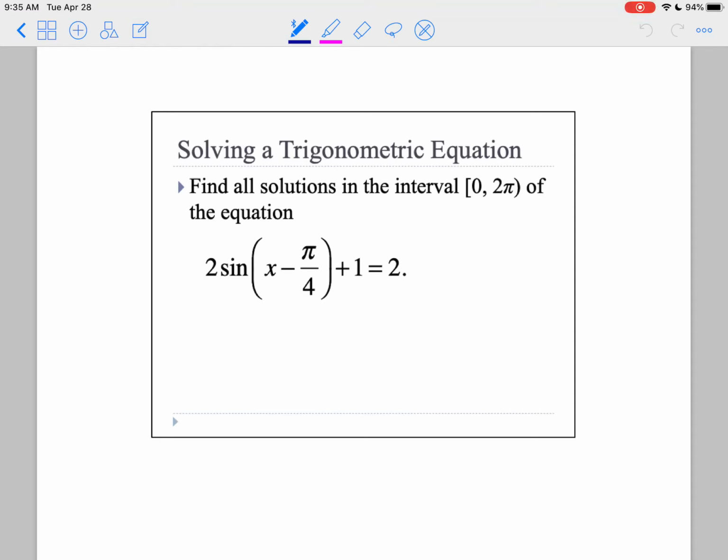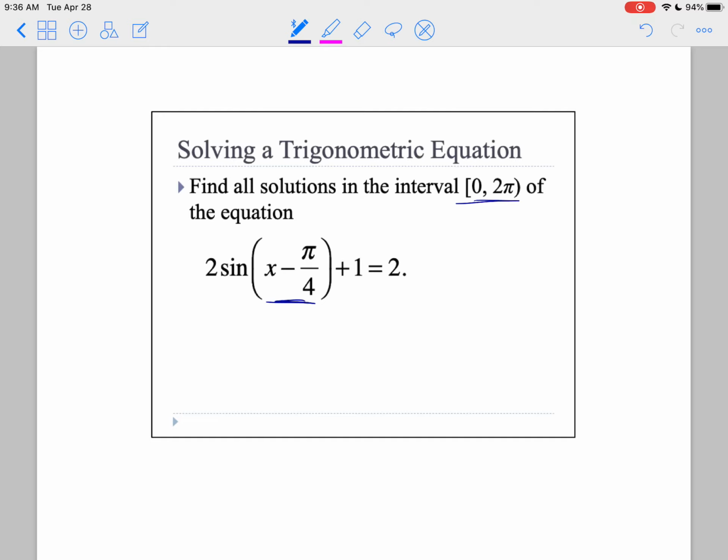Hey everybody, John again. In the last video we found all the solutions without being restricted to an interval. In this one we are restricted to the interval from 0 to 2 pi, so we're going to have a finite solution set here. But what's different here is the inside of my trig function is not just x. And so I need to work this a little bit differently. And we'll talk about what that looks like.